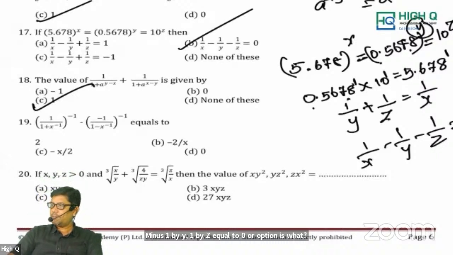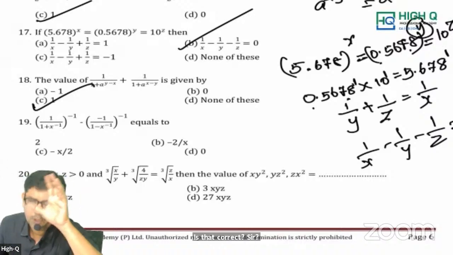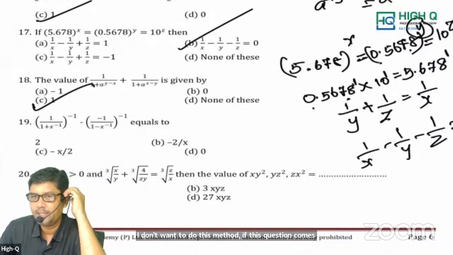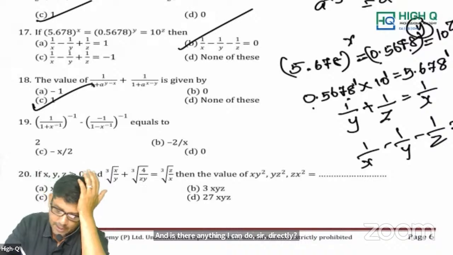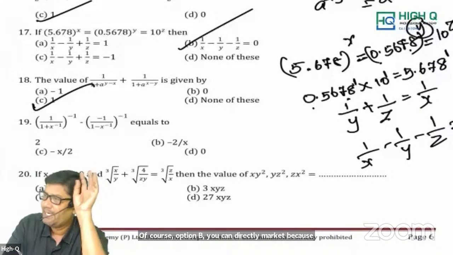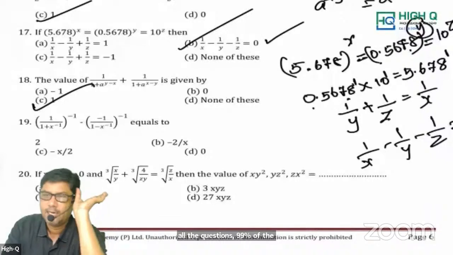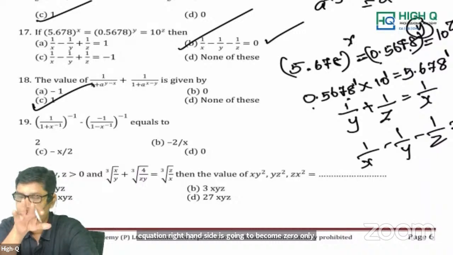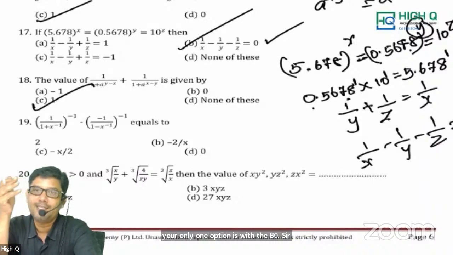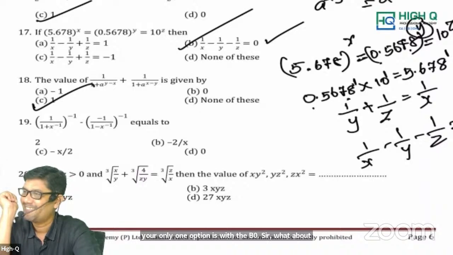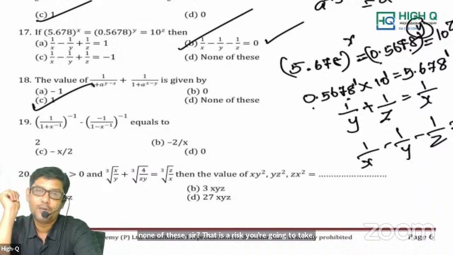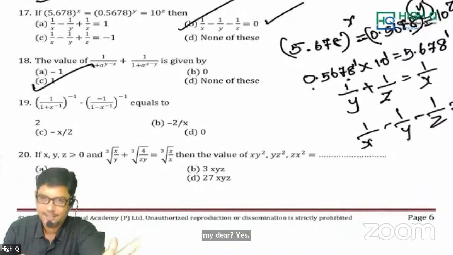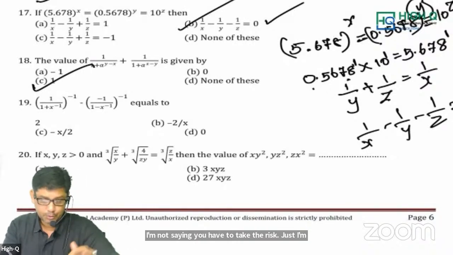Is that correct? Sir, if I don't want to do this method, is there anything I can do directly? Of course, option B, you can directly mark it, because 99% of the questions, the right hand side is going to become 0 only. Here only option B is 0. Sir, what about none of these, sir? That is a risk you are going to take. I'm not saying you have to take the risk, just telling you.